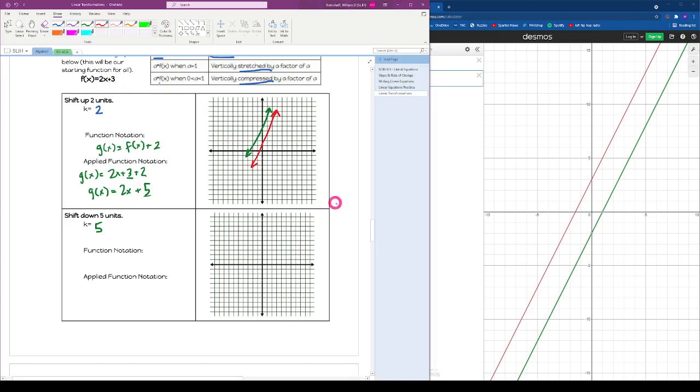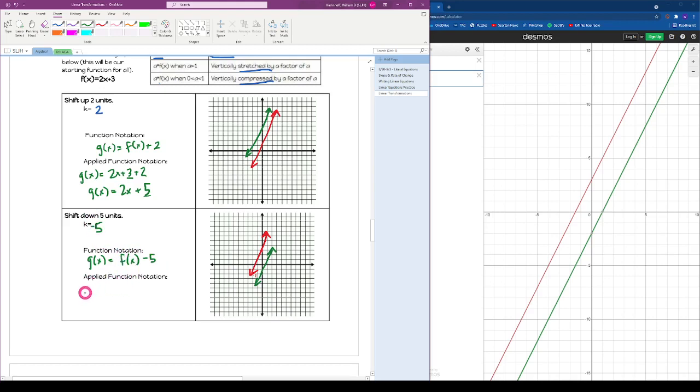So this red line should be the same on every one of these. It's going to go through positive 3, it's going to have this slope, and then our green line on this one is going to shift down 5, so it'll go through here and be something like that. Our function notation will be g of x equals f of x minus 5. I guess k here should be minus 5.